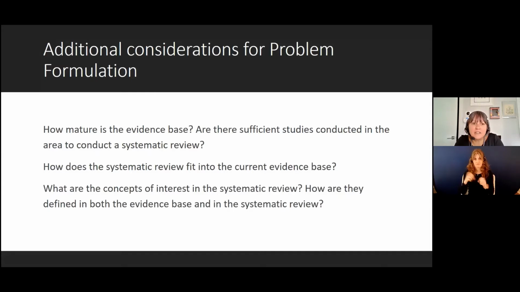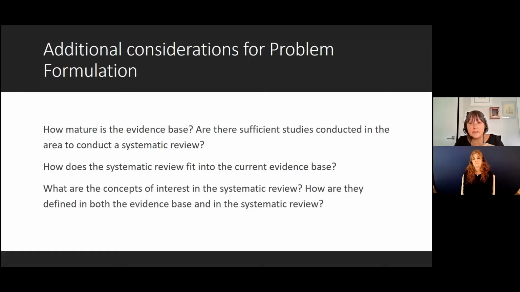It's also important to think about how a systematic review might fit into the current evidence base. So, what are the controversies in the field? What are things that are still needing to be illuminated? How would a systematic review then help us move that field further ahead? What are the questions that we might want to really think about as we're developing that systematic review question?